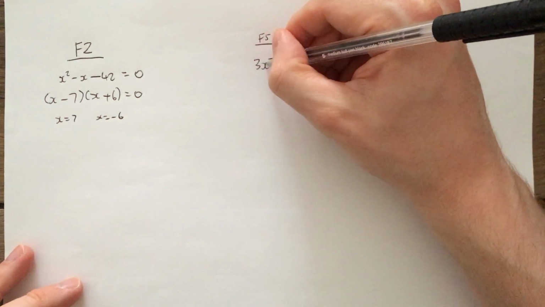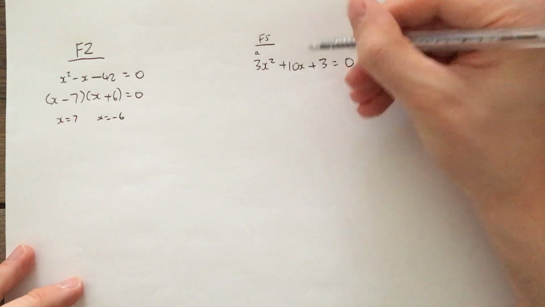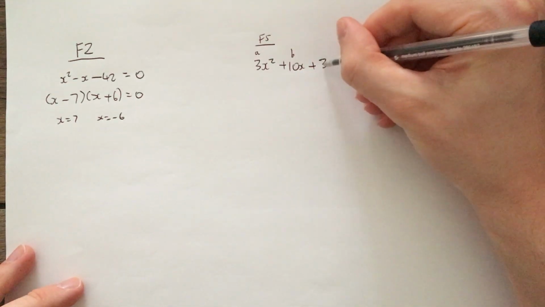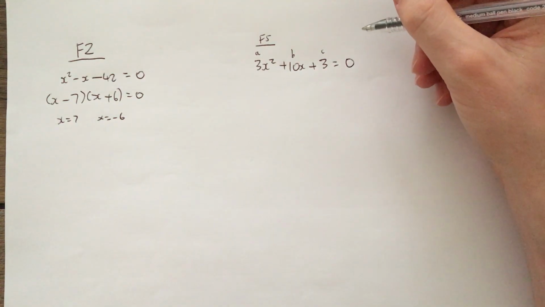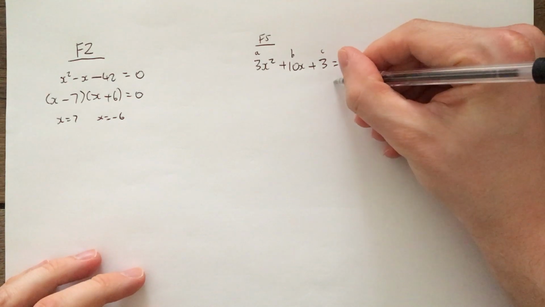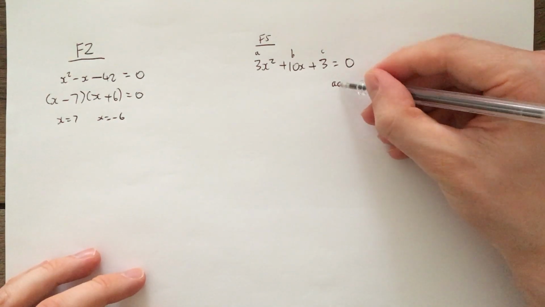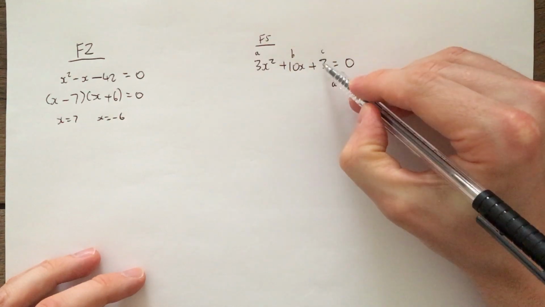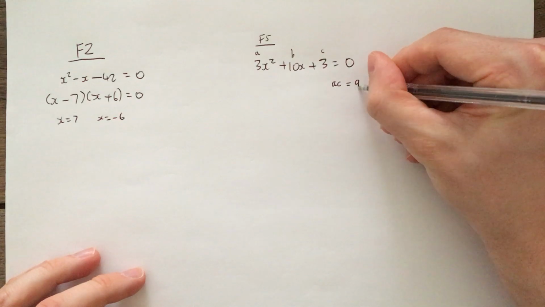A is always for the number in front of the x squared. B is the number in front of the x. And C is the number by itself just there. You always, to begin with, when factorising with a number in front of the x squared, do AC. That means A multiplied by C, which in this case is 3 times by 3, positive 3. So 3 times by 3 is 9.